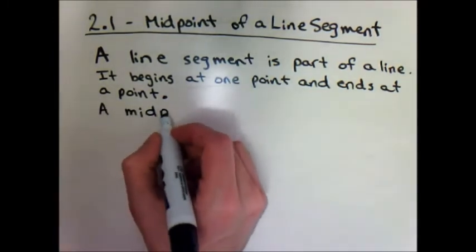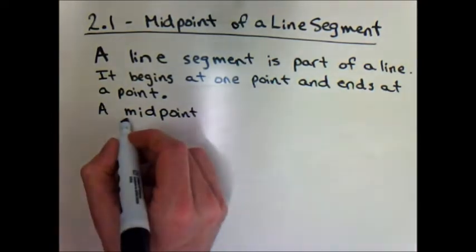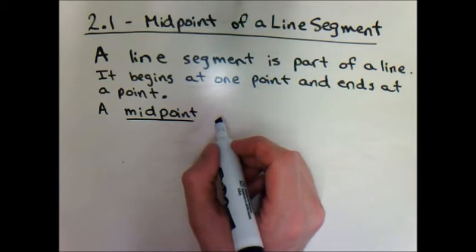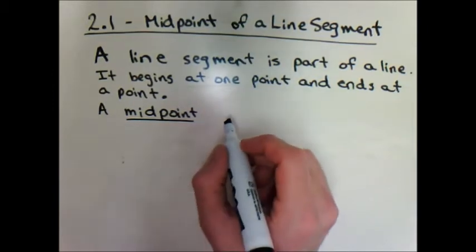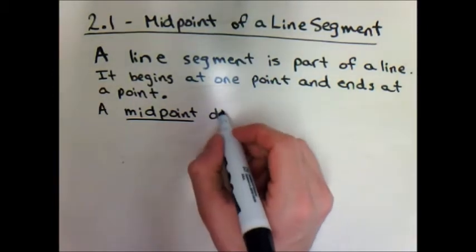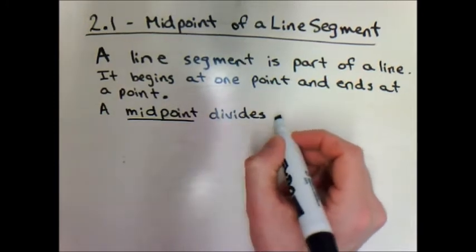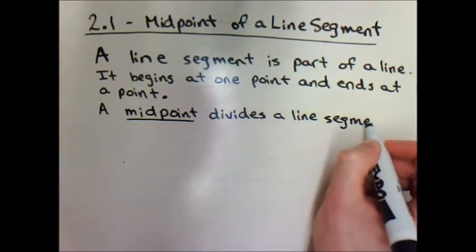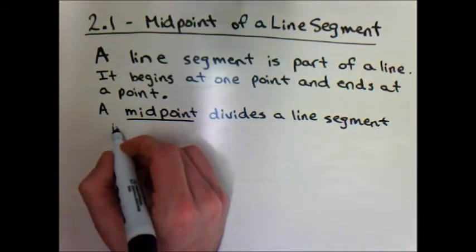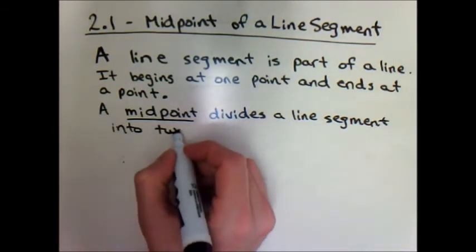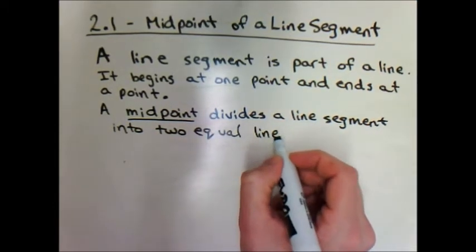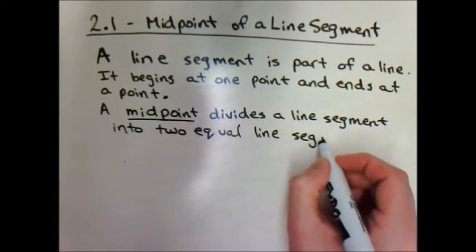A midpoint divides a line segment into two equal line segments. A midpoint divides a line segment into two equal line segments.